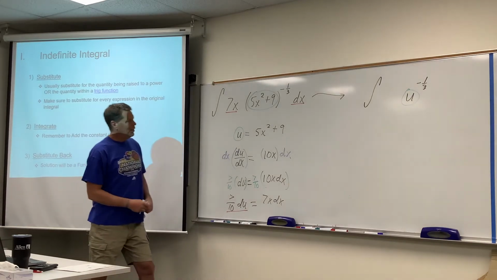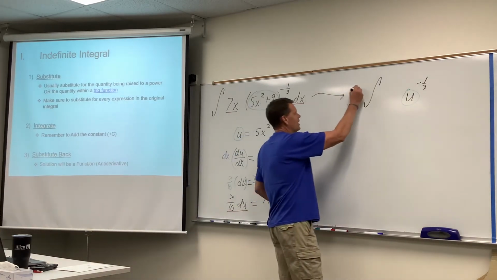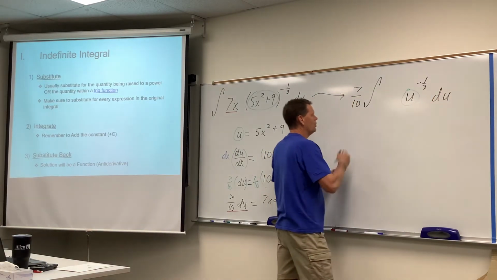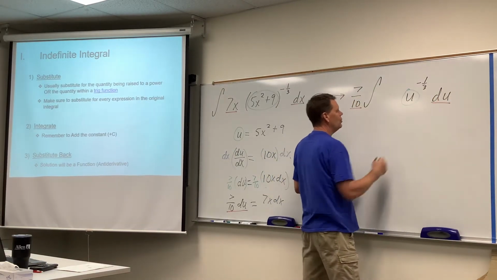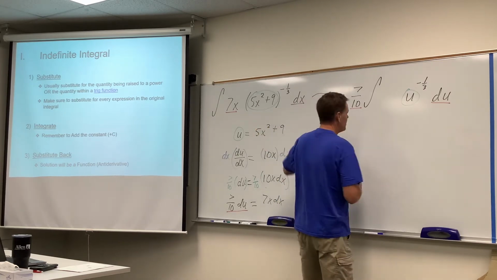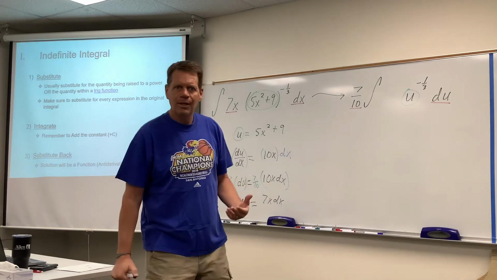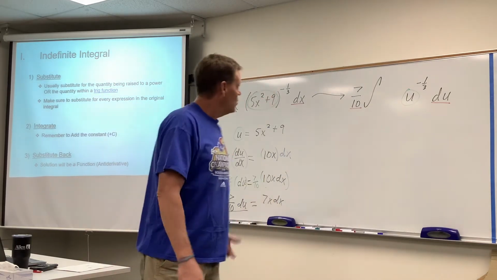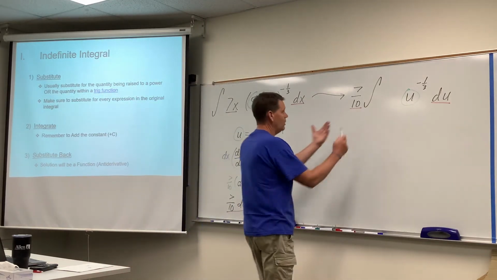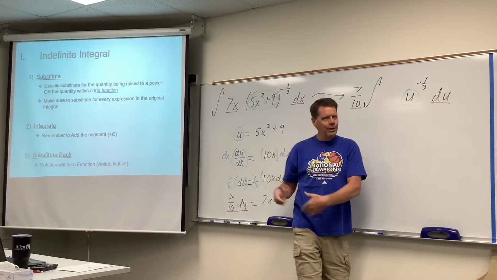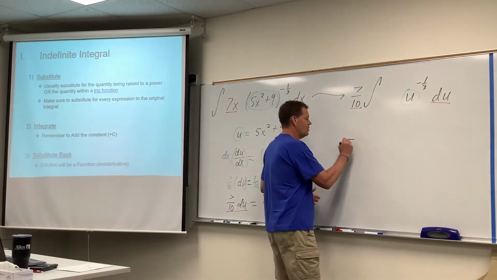Wow. Okay. So I put the 7/10 in front. It's a multiplier. It's a numerical multiplier. And so 7/10 du, that takes the place of the 7x and the dx in the original. Just make sure everything in the original gets replaced. Substituted. So this new integral is a single term with a power on it. It is much simpler than the one over there. That's the whole point in doing substitution.